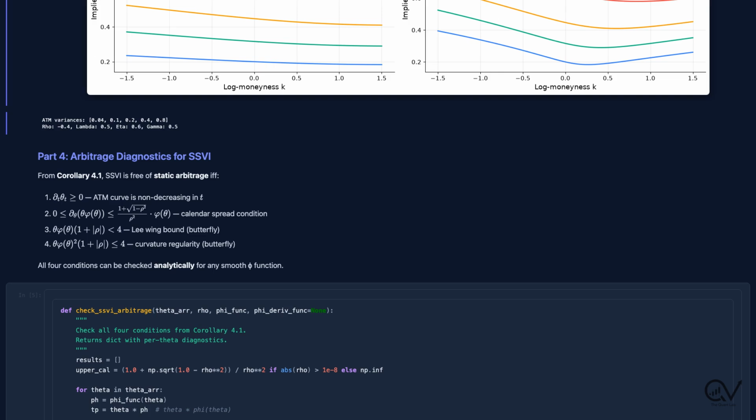Conditions 3 and 4 are the butterfly conditions. They impose an upper bound on how large theta times phi of theta can get. These are the binding constraints that limit how far into the tails the SSVI surface can extrapolate while remaining arbitrage-free.